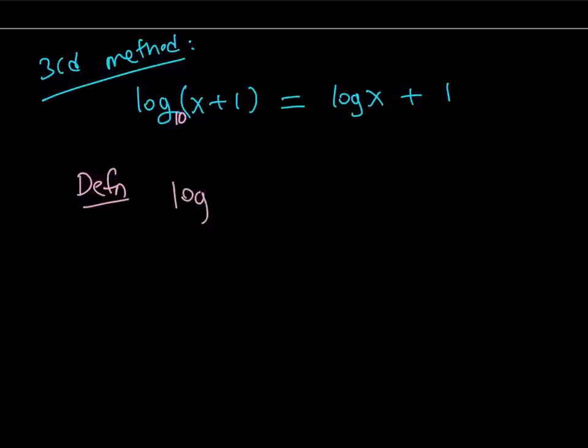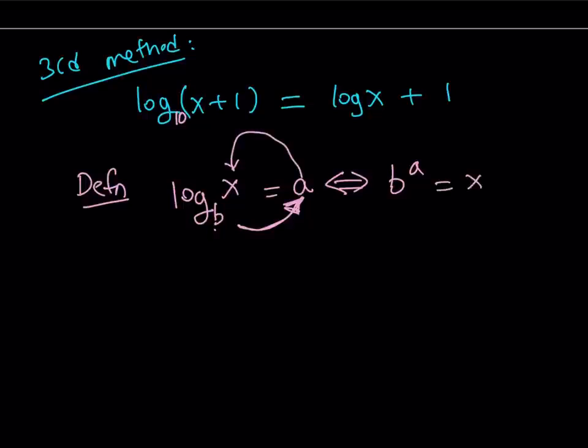So if you have log of x with base b equal to a, this implies, and that's a two-way implication, if and only if, or some people write it as IFF, that b to the power a equals x. So you start at the base, you go to the other side, and you come back. That's going to be your answer. That's how logs are defined.